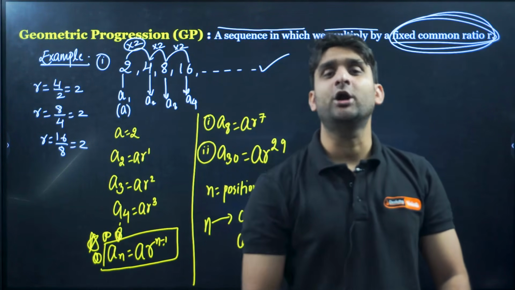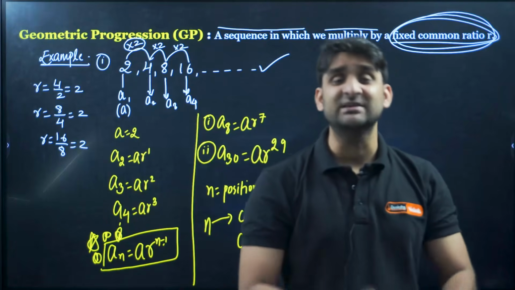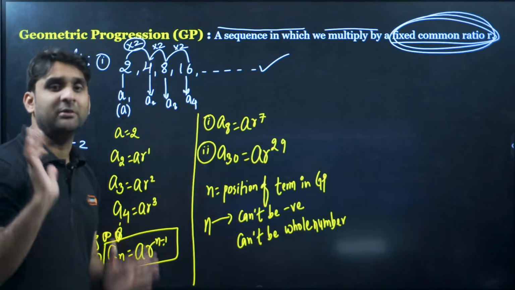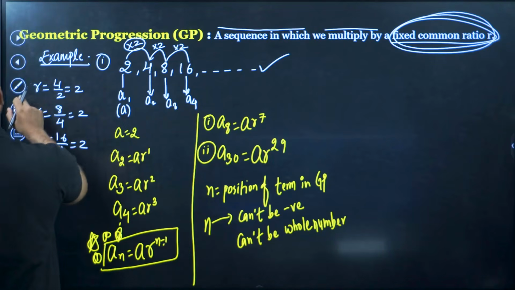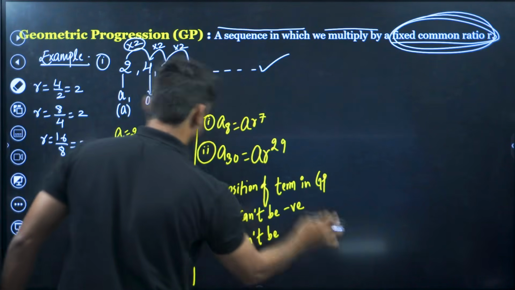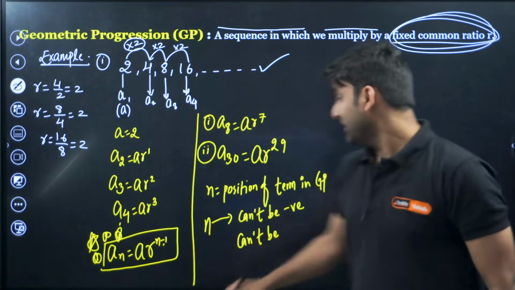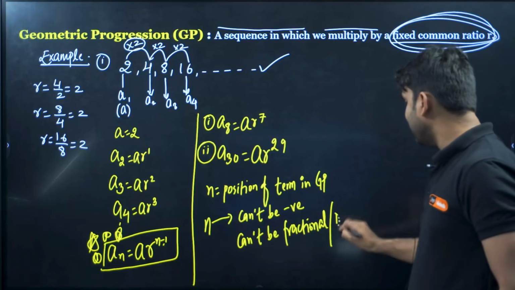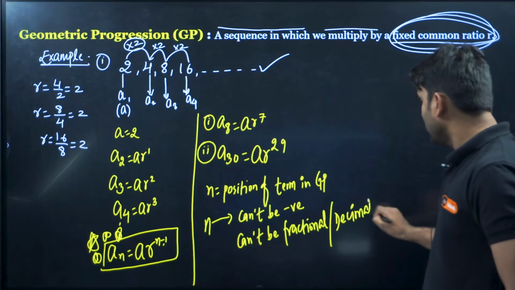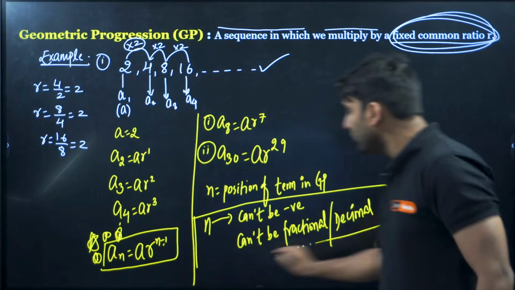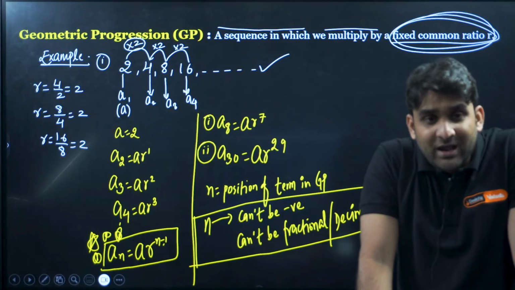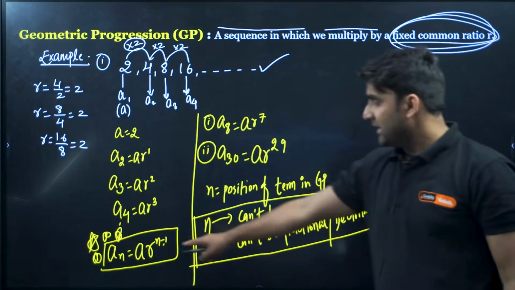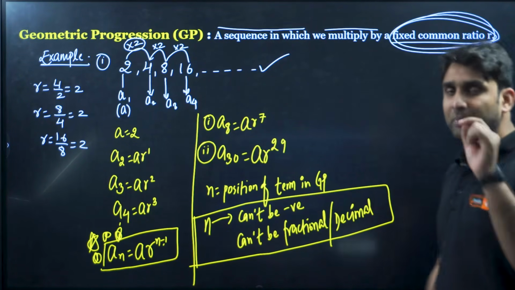Sir, my position is third row. My position is fourth row. Yes, this makes sense. Position is always a whole number. It can't be negative, and it can't be fractional or decimal. This is a point to be noticed, guys. This is really important. n can't be negative, and n can't be in fractional or decimal form. And the first formula is an equals a r to the power n minus 1.